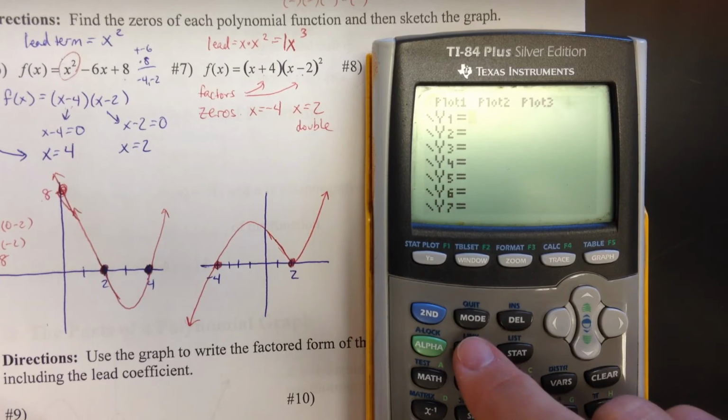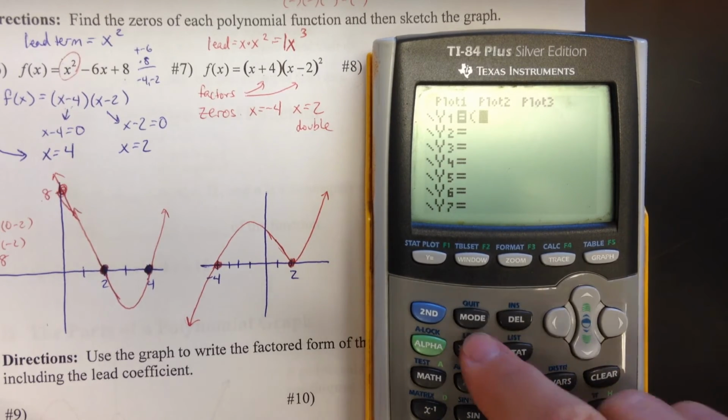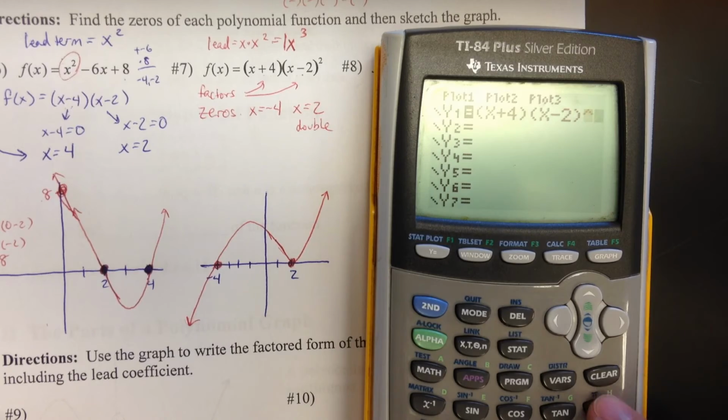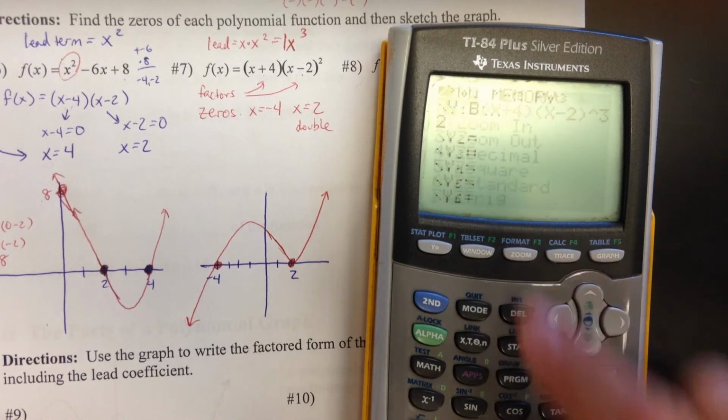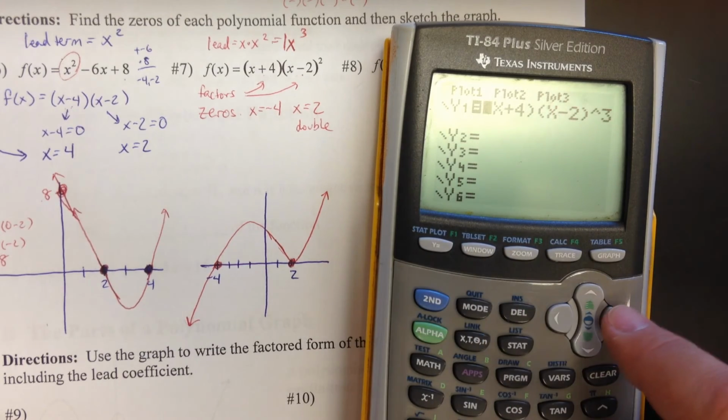Let me go to y equals and check that out. X times parentheses x plus 4, and then parentheses x minus 2 raised to the third. Zoom 6. Now I may not see everything here. I definitely don't. So, wait a minute. Y equals, oh, x minus 2 squared.